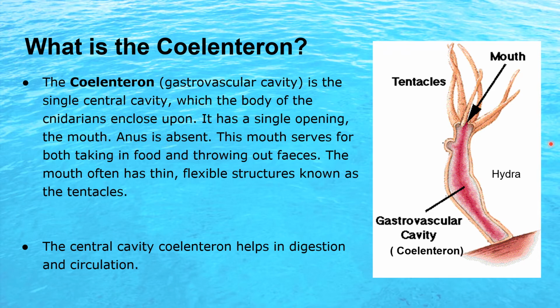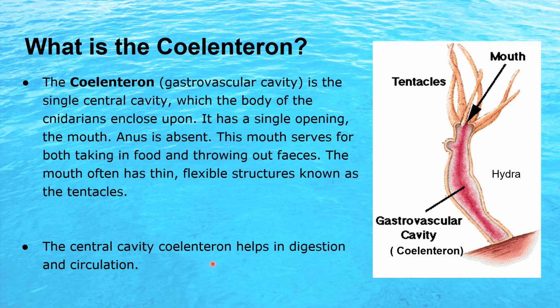Anus is absent. So here, this is the mouth. This mouth serves for both taking in food and throwing out feces. So it takes in the food and throws out the feces as well. The mouth often has thin flexible structures known as tentacles. The tentacles here are these structures.